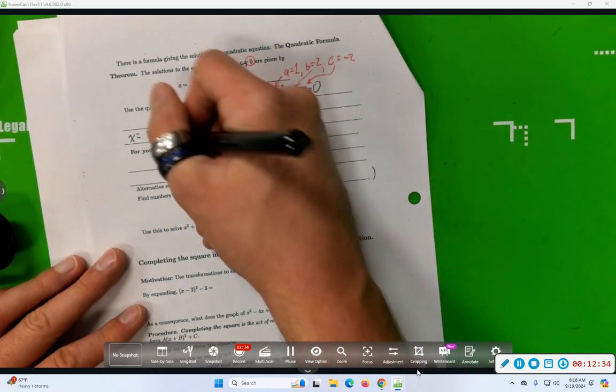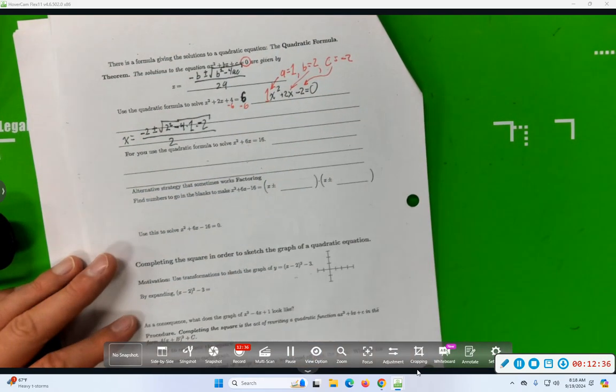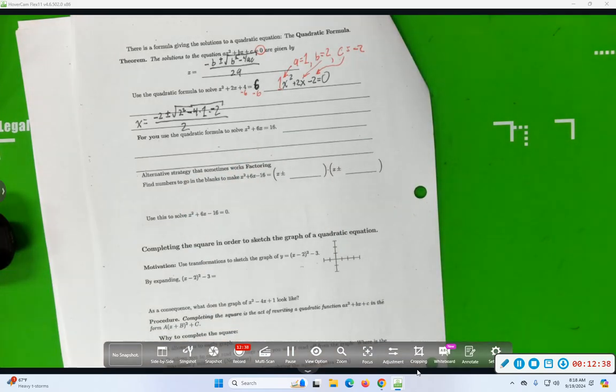All over 2a, so that's 2 times 1. And in one sense, there's the answer. There are 2 of them. I guess one of them has a plus, the other one has a minus. In fact, WebWork doesn't care if you simplify. You could just type in those 2 answers separated by a comma and WebWork would be happy.